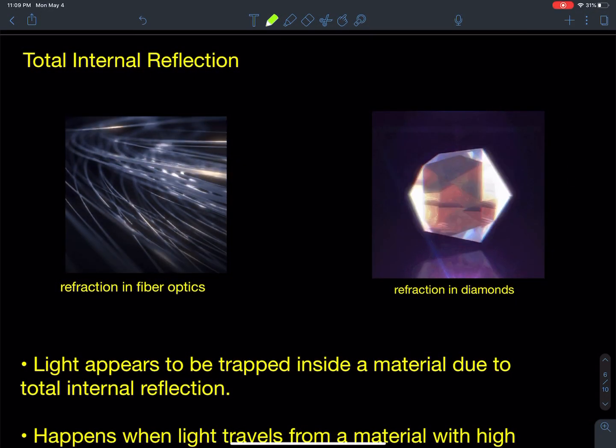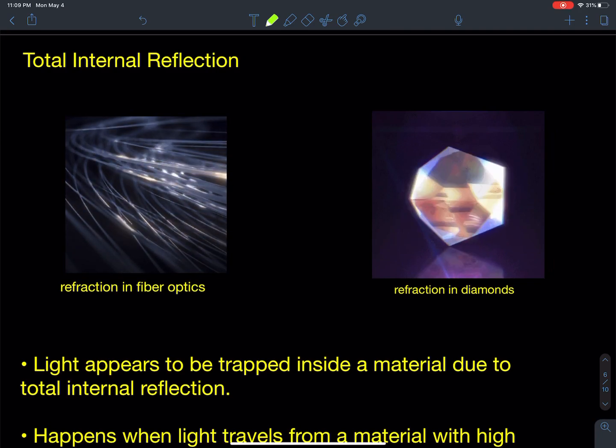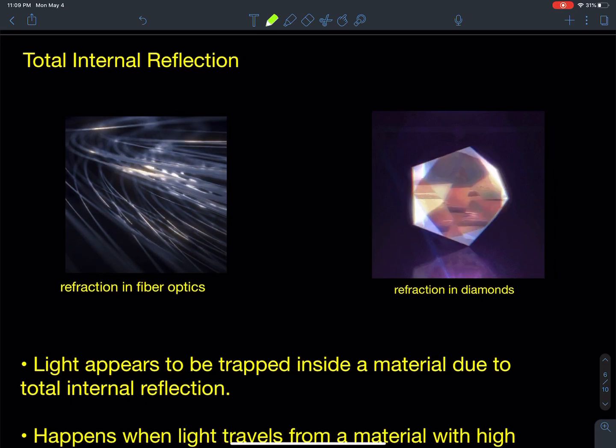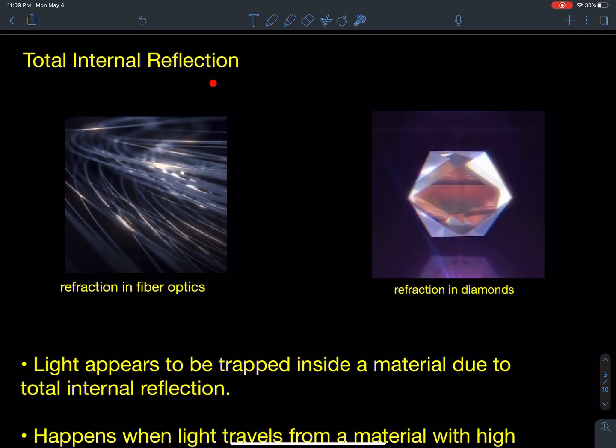So in the last video, we learned about refraction, which is the apparent bending of light as a result of it changing medium or changing speed. And a byproduct of refraction is total internal reflection. That's where it appears that light gets trapped inside of a material, and that's also due to refraction. The light gets in, but as it's trying to leave, it refracts so much that it stays within that material. And we're going to be learning about that today.